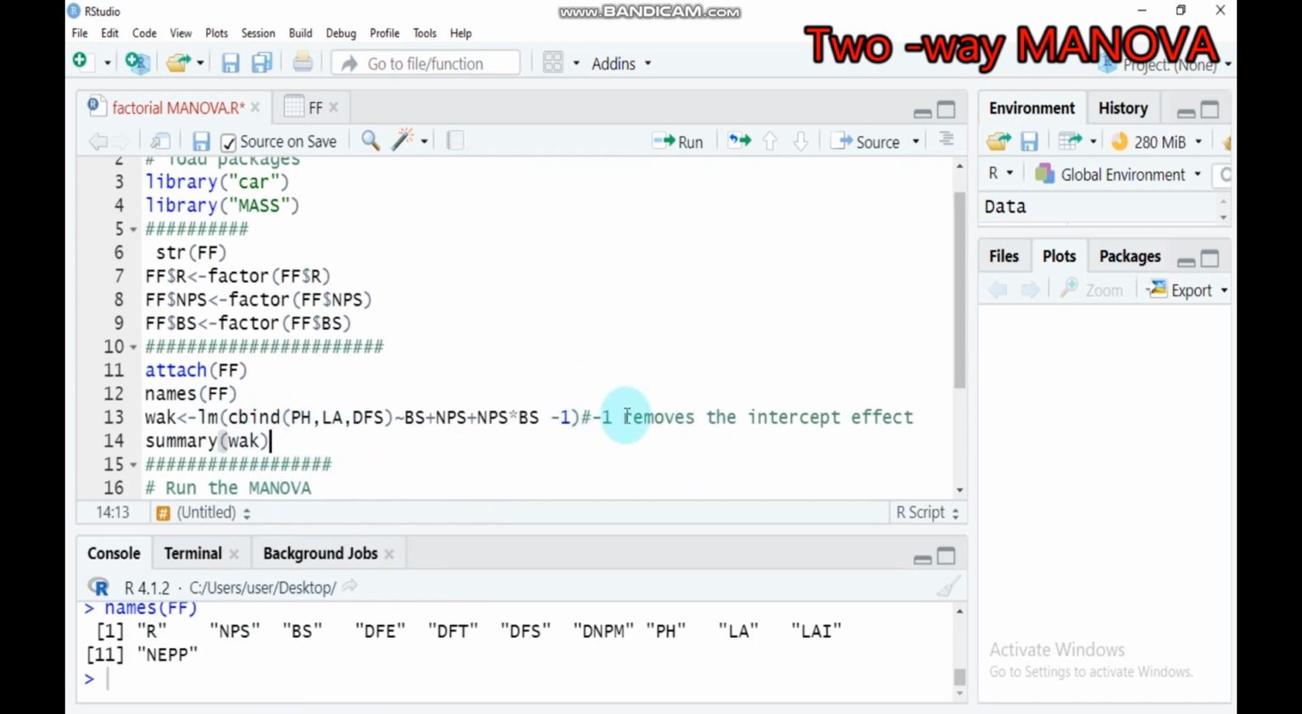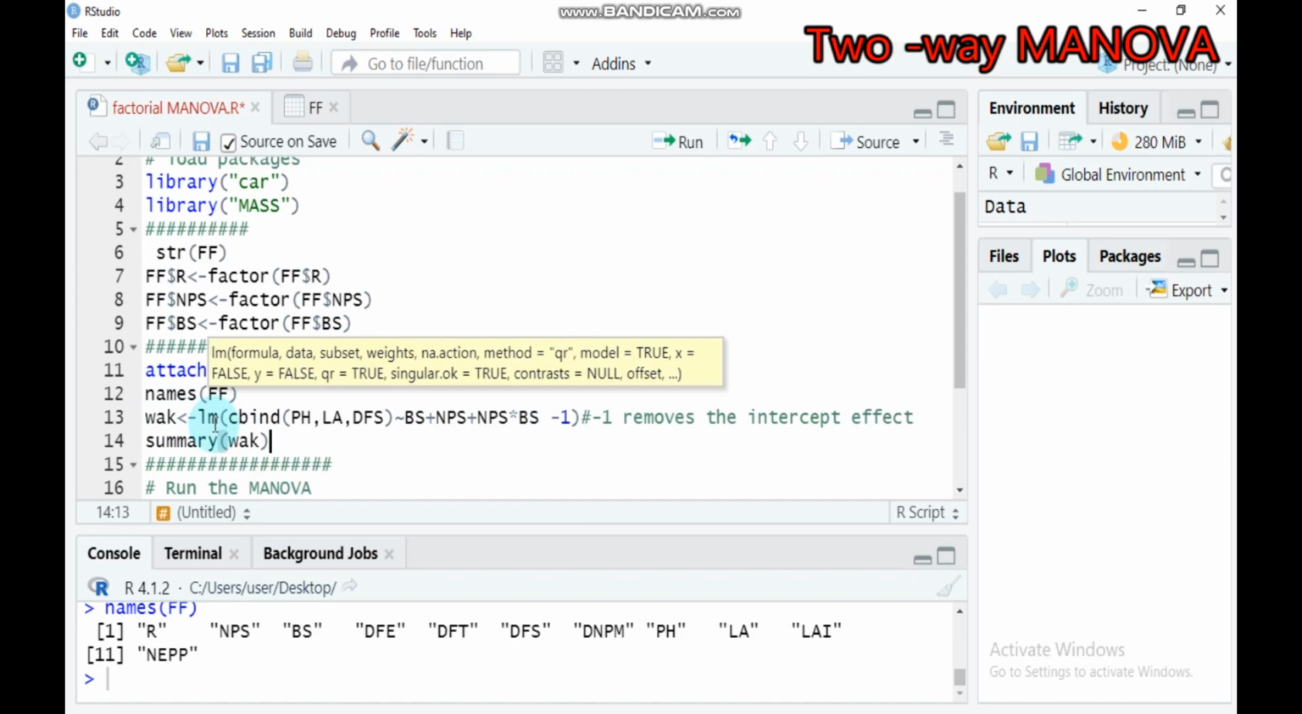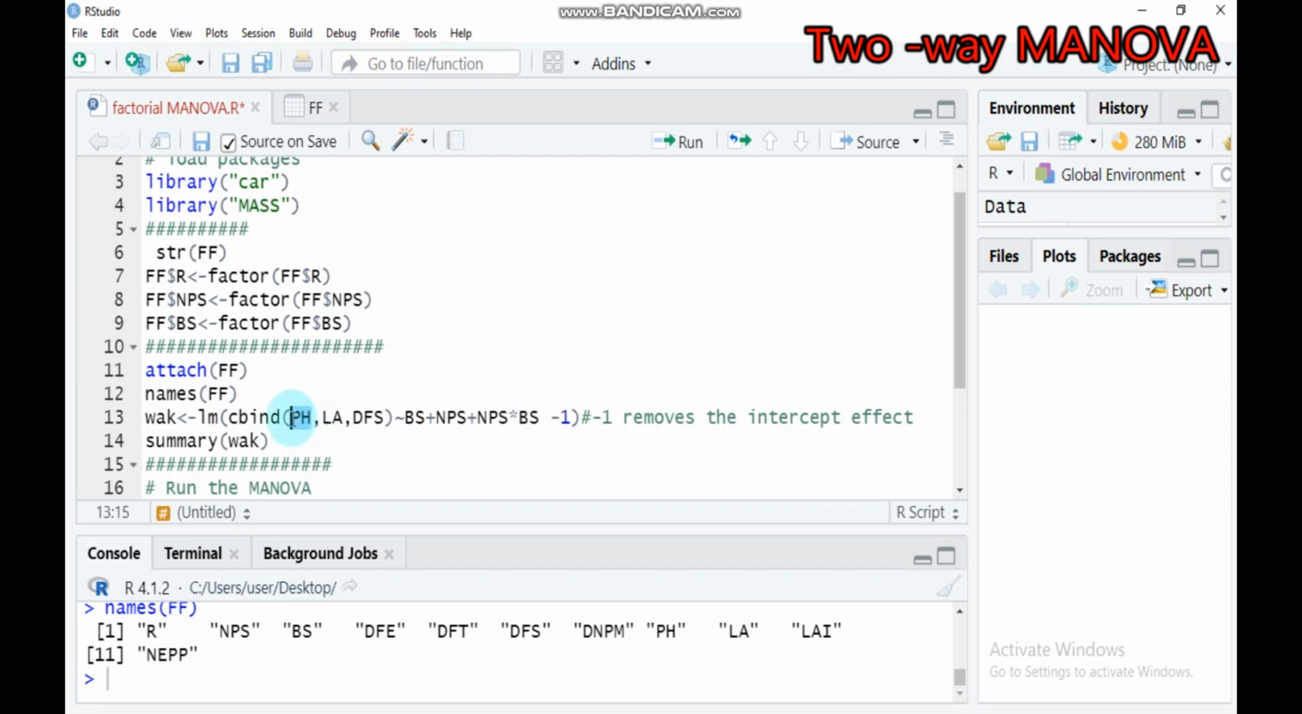So here is the model that we create for the multivariate analysis for the two factors. I give it here lm, the linear model, then you have to use the cbind function. Here is the plant height, here is the leaf area, here is the days to something. So these are the response variables, and our factors here are the Brary sledge plus the NPS plus the interaction of NPS and the Brary sledge. I write -1 here to remove the intercept effect. So type this and submit it to RStudio.